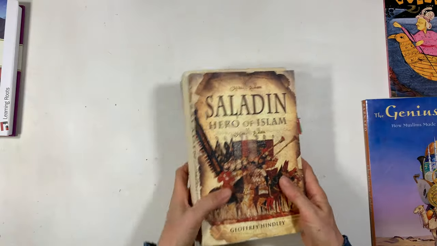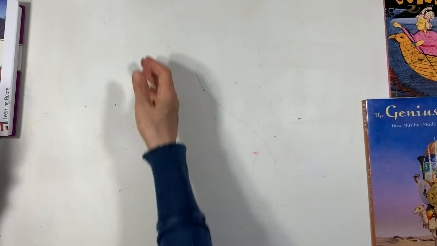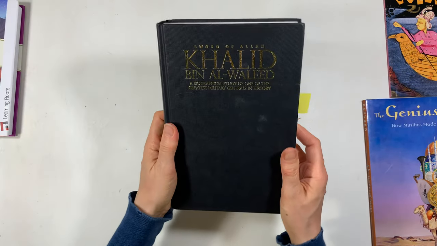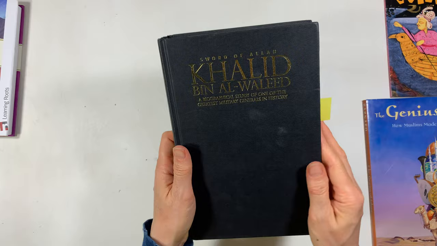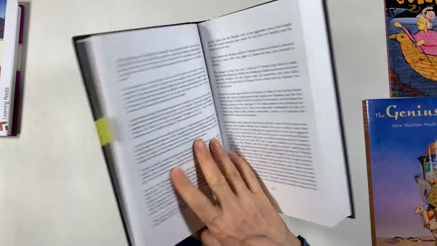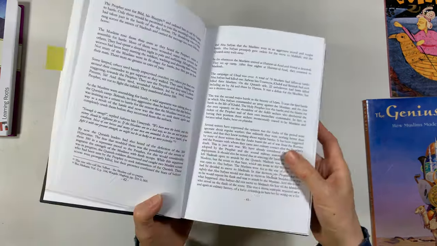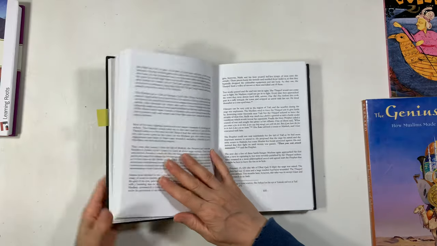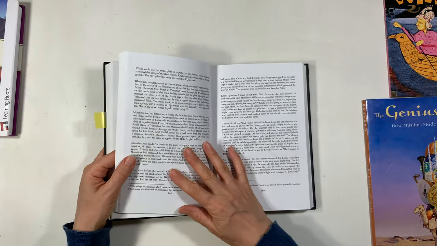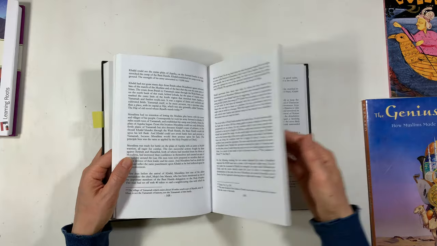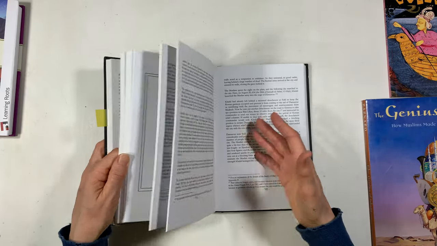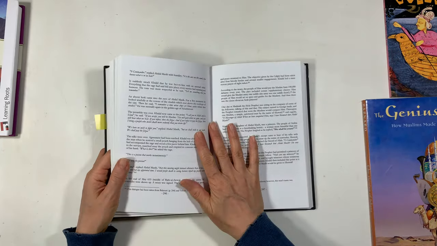I have another book that is assigned reading. This is Khalid bin al-Walid. This is Sword of Allah. These are biographies that are also fairly dense. This was recommended to me by a friend of mine whose son read it, and I believe she read it too, and was just raving about it, just said it was so well done. So I was really excited to add this in.